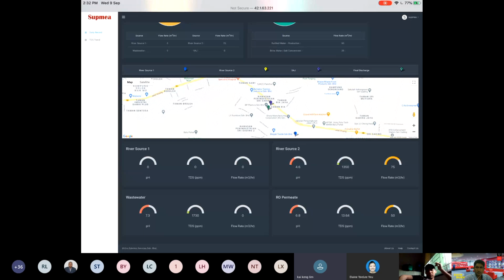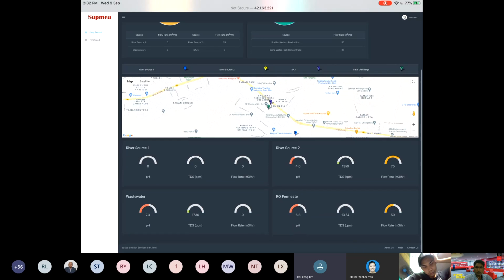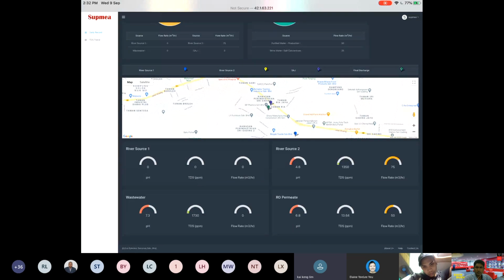And we have our wastewater. At this moment, at this date, you do not need to pump water into our advanced water treatment yet, because you can use 100% river source number 2. And what is the TDS you are going to produce at your RO per minute? This is the flow rate you are getting.